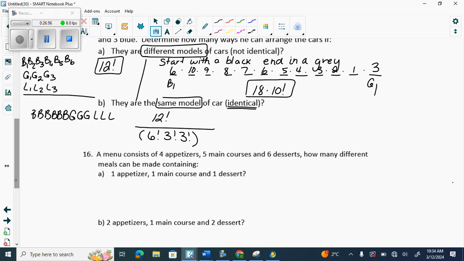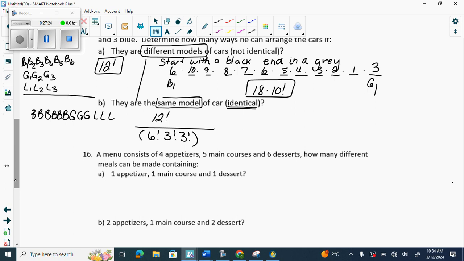Okay, last question, then you're going to have questions to work on. Okay, so here we have a menu consists of 4 appetizers, 5 main courses, 6 desserts. I'm picking appetizers from appetizers, main course from main course, dessert from dessert, forwards from forwards, defense from defense, drivers from drivers, irons from irons, principals from principals, students from students, teachers from teachers, boys from boys, girls from girls, clubs from clubs, spades from spades. Is it a perm or a com? Com. When you pick the object from the object, it is a combination. Yes?